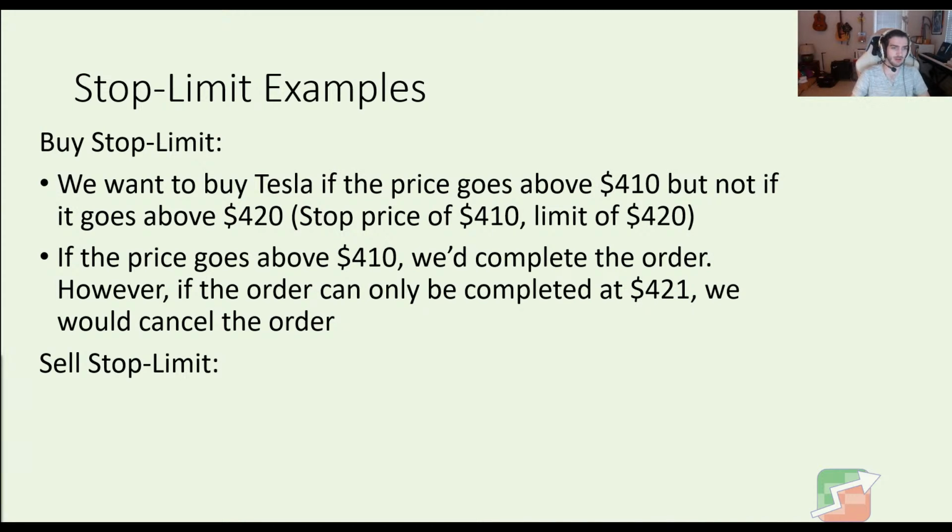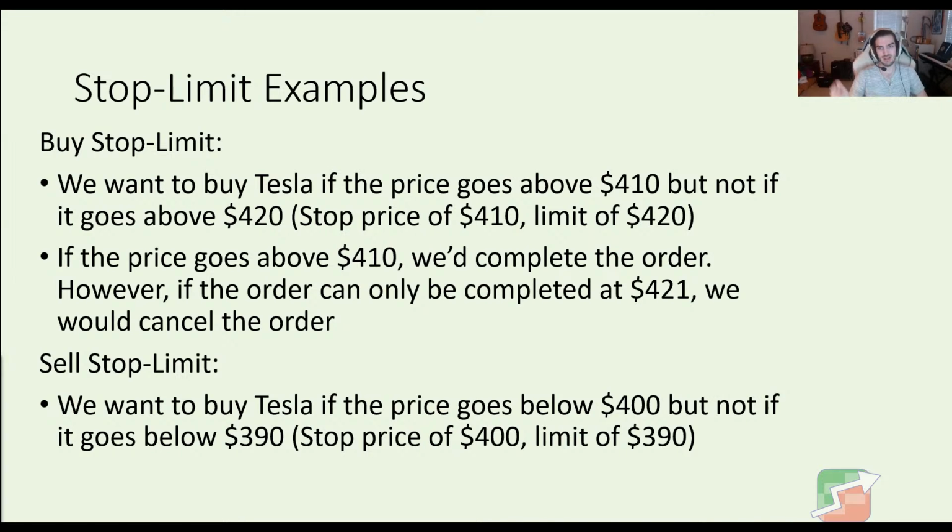Same thing for a sell stop limit. We want to sell Tesla if the price goes below $400 because we want to get a good deal. But if the price goes too far down, if the price goes below 390, let's say, I don't want to sell it anymore. That's a sign that it's a sinking ship. I don't want to be in on that. So we can do that. Where now, if the price goes to say $395, I would sell at $395. But if the price went down to $380, that's not happening. So it would cancel.